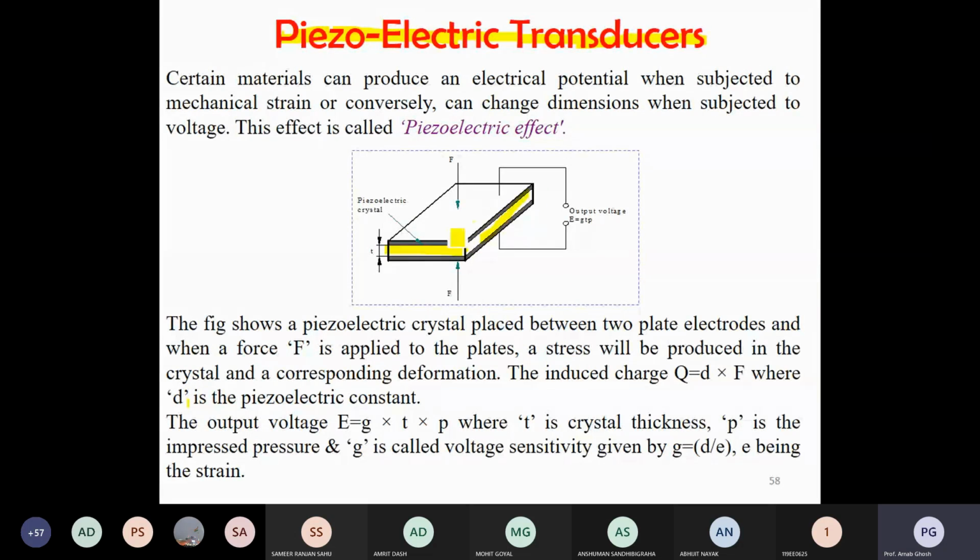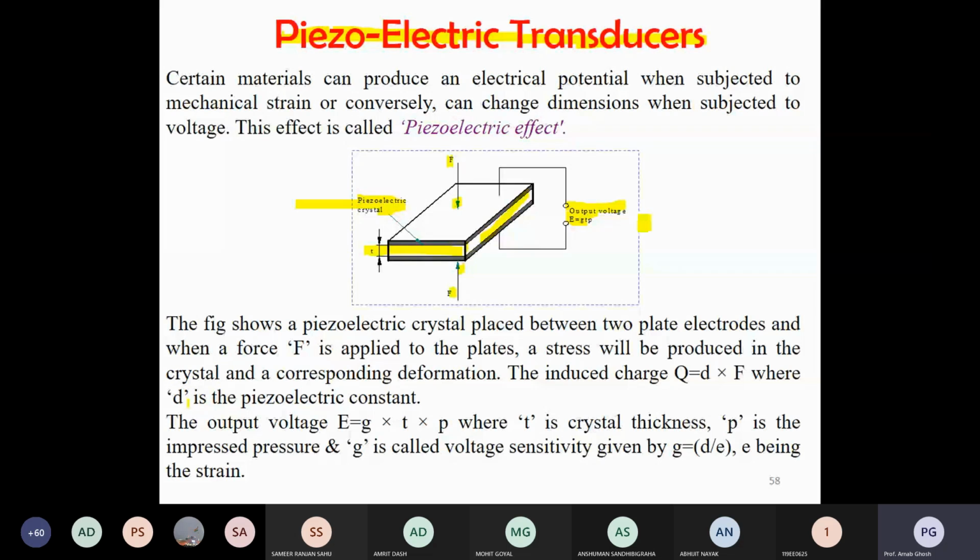Here the thickness of the piezoelectric crystal is given as t, and the force is F. So what will be your output voltage? As per convention, it is written that E equals g t p, so it depends upon your pressure. Certain materials, quartz for example, are examples of piezoelectric materials.